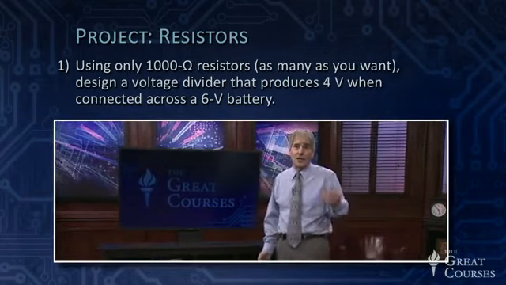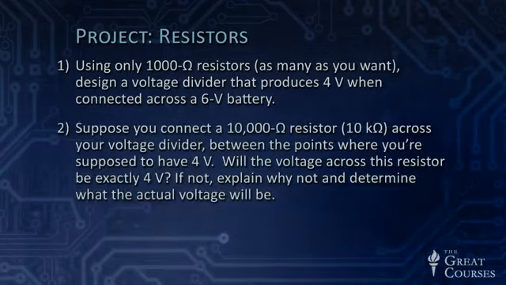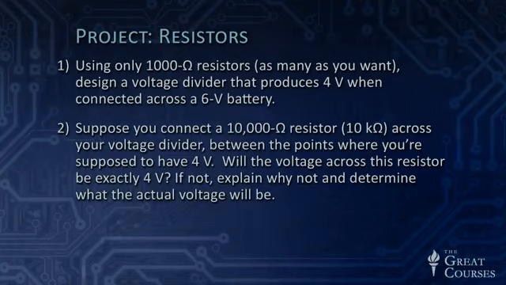And here's a question now. Suppose you connect a 10,000 ohm resistor, 10 kilo ohms, across your divider between the points where you're supposed to have 4 volts. Will the voltage still be exactly 4 volts? Or if it won't, explain why it won't be and determine exactly what that voltage would be.